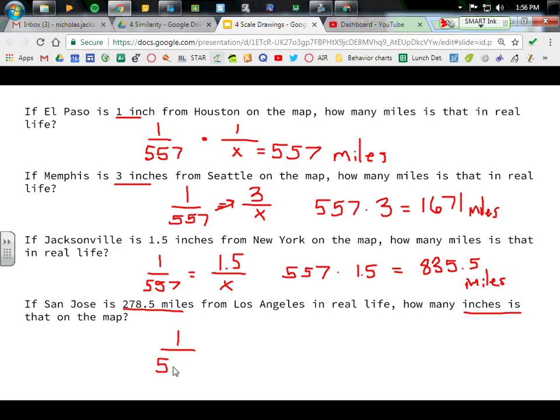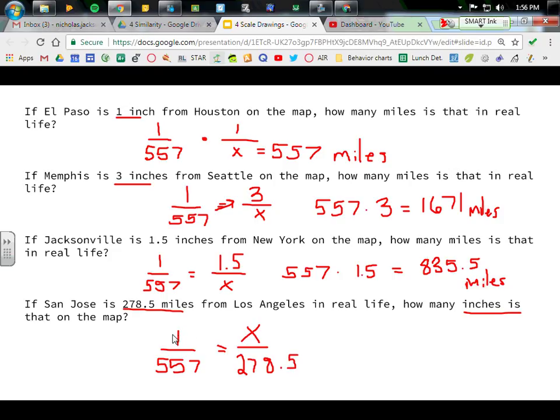Remember that when you're setting up your ratios, you want to stay consistent with the order. So the scale, so far we've always written it as inches over miles, inches over miles. And so this ratio has always been inches over miles. So we're going to do the same thing here, all right? Inches is what we're trying to find, so we're going to label that X. And the miles they give us is 278.5 miles.